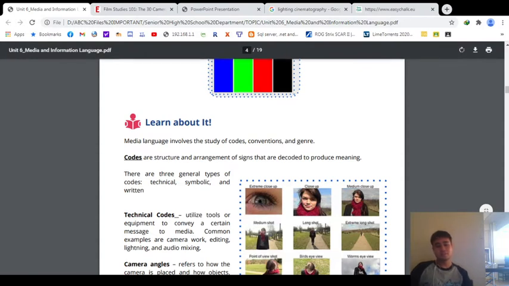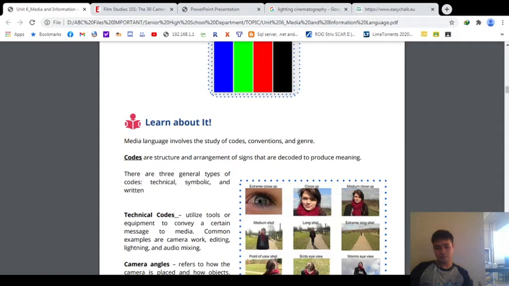Okay, so first, let's discuss the first type, the technical codes. They utilize tools or equipment to convey a certain message in media. Common examples are camera work, editing, lighting, and audio mixing. So it involves the technicalities in the film industry, how they portray a specific story by using these technical codes.